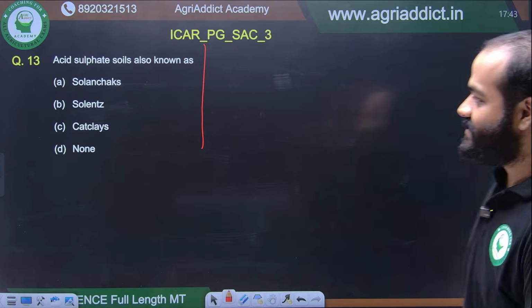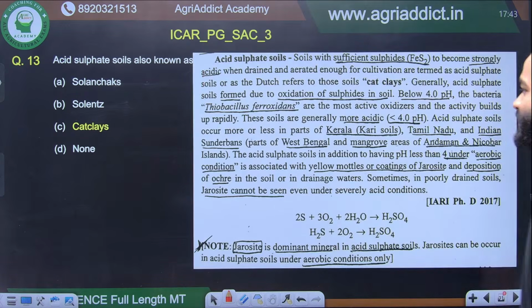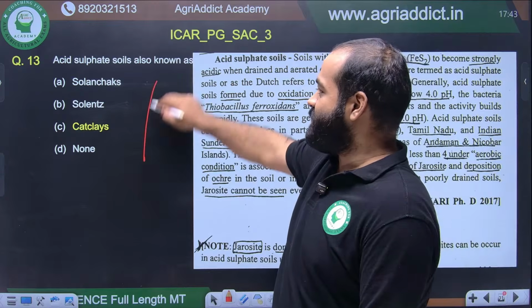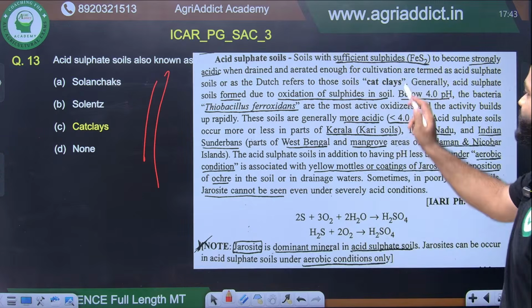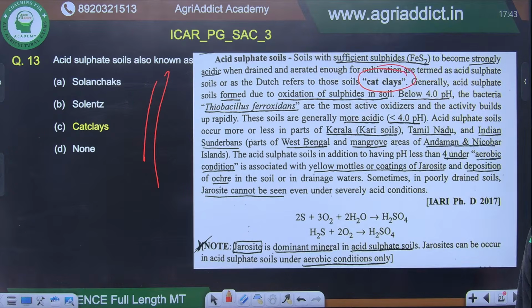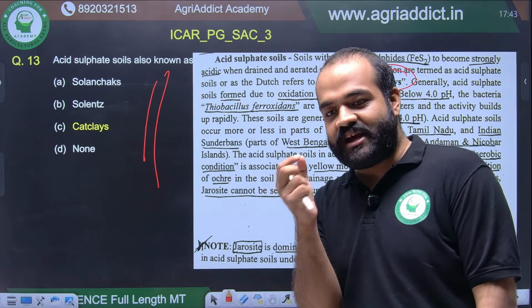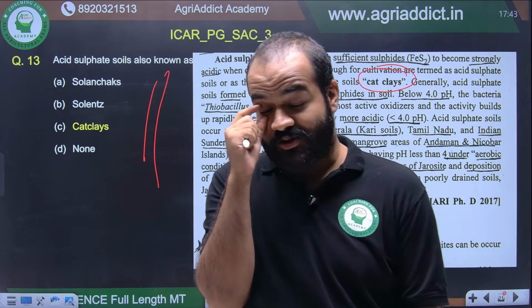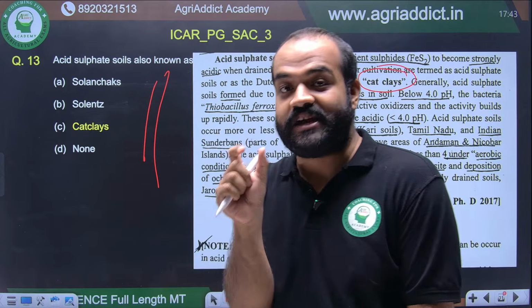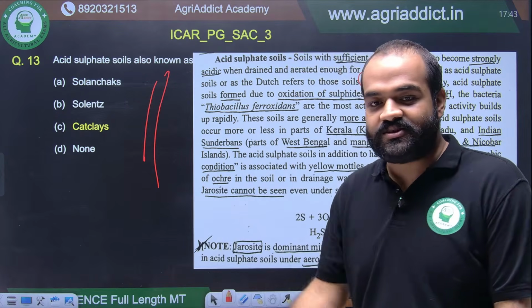Cat clays. This is a BSc second year level question. इसमें हम लोग कुछ बात नहीं करेंगे. We all know it is called cat clays. Dutch refers as cat clay. और इसका क्यों cat clay बोलता है, I think all of you know, because वो शाइन करता है. They shine like cat eyes, you know. कैट का जो आंख होता है वो उसके जैसा शाइन करता है. That soil, that is why it is called cat clays.